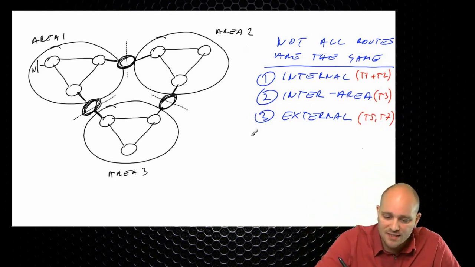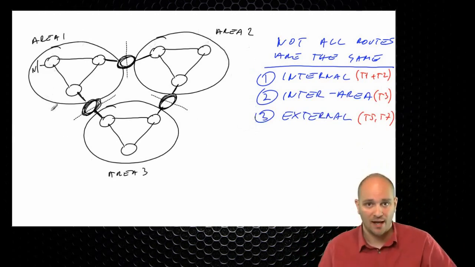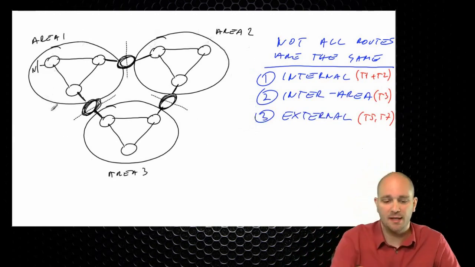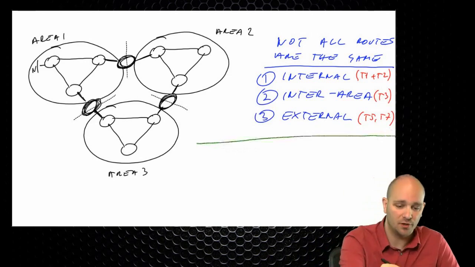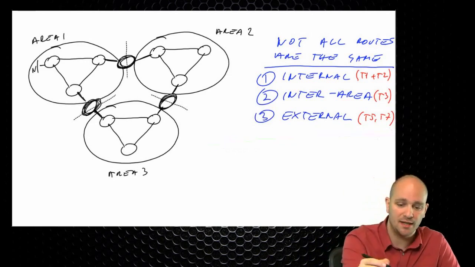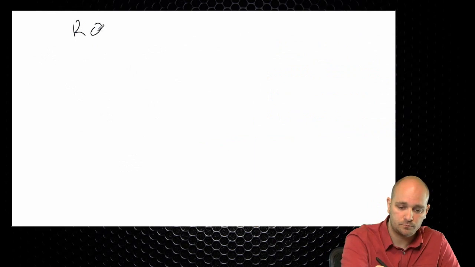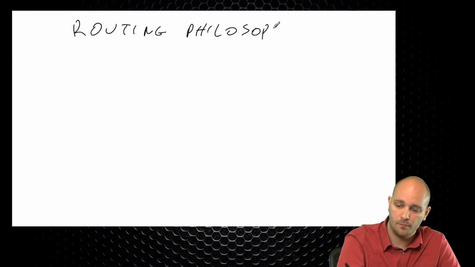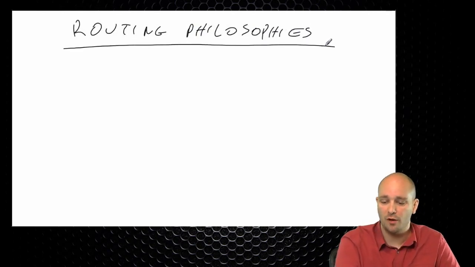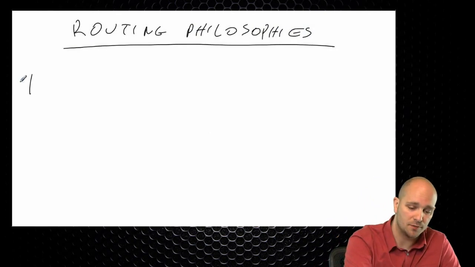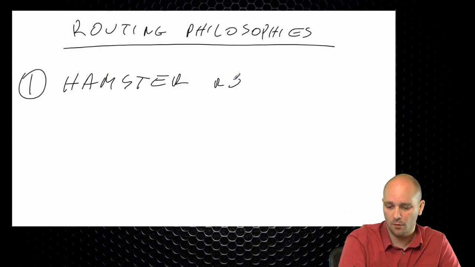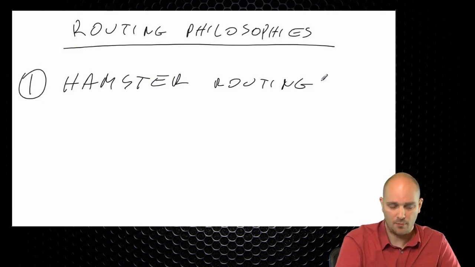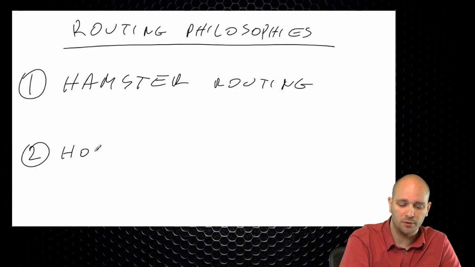Now, how does this help with the problem that we had before? Well, the way it helps is that OSPF implements one of 2 possible routing philosophies. So let me just create a new slide here, and there are 2 routing philosophies as far as yours truly is concerned. One is so-called hamster routing, and mind you, these are my names. And the other one is hot potato routing.